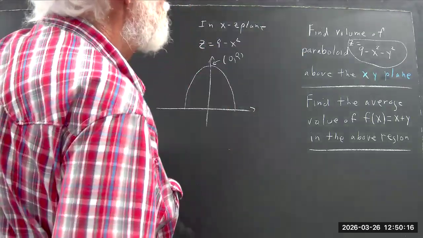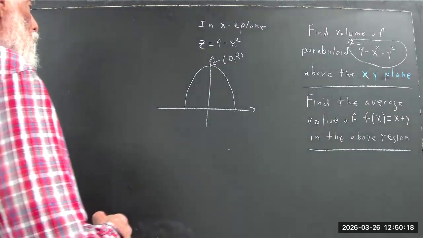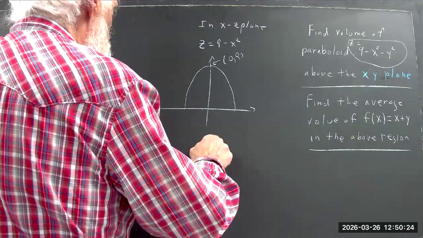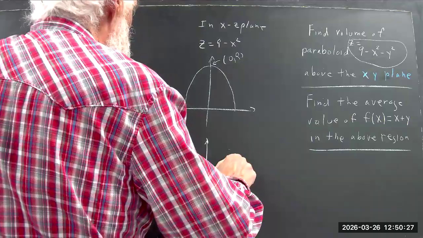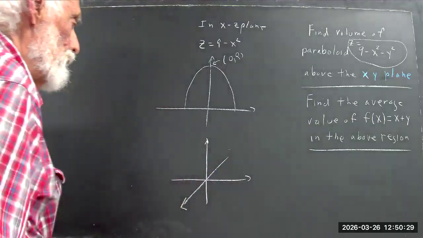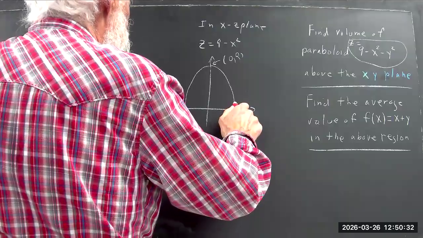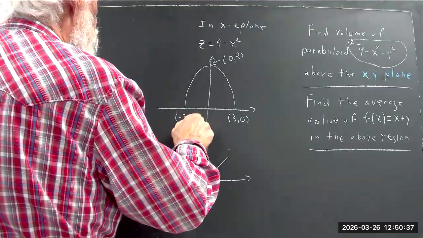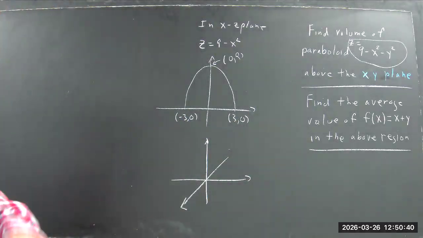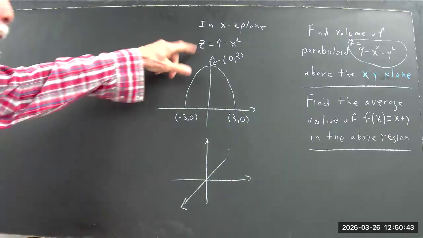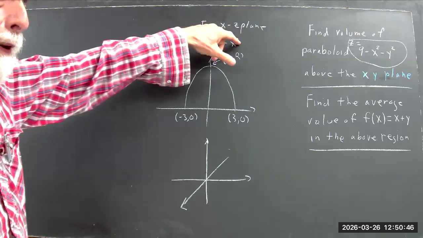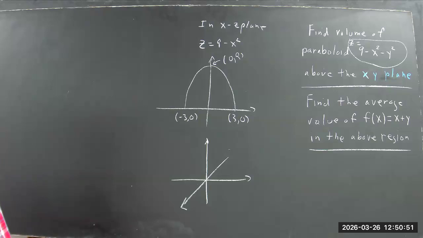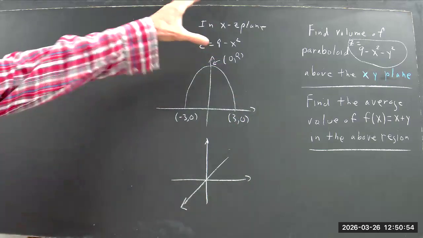Just to build up to it, we're going to take a quick look at the three-dimensional region. Okay, well, over here, this is the point 3, 0. This is the point negative 3, 0. Okay? And you get the x-intercept by letting y equals 0, or in this case, z equals 0. 9 minus x squared equals 0. x equals plus or minus the square root of 9, plus or minus 3, right? It's basic pre-calculus.